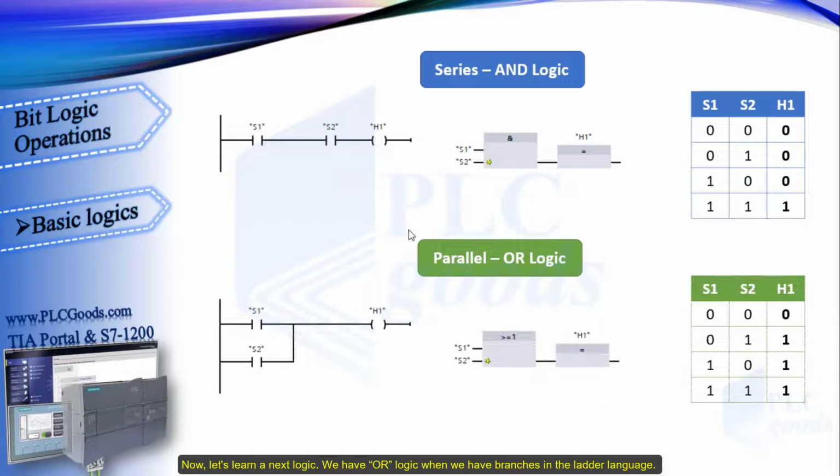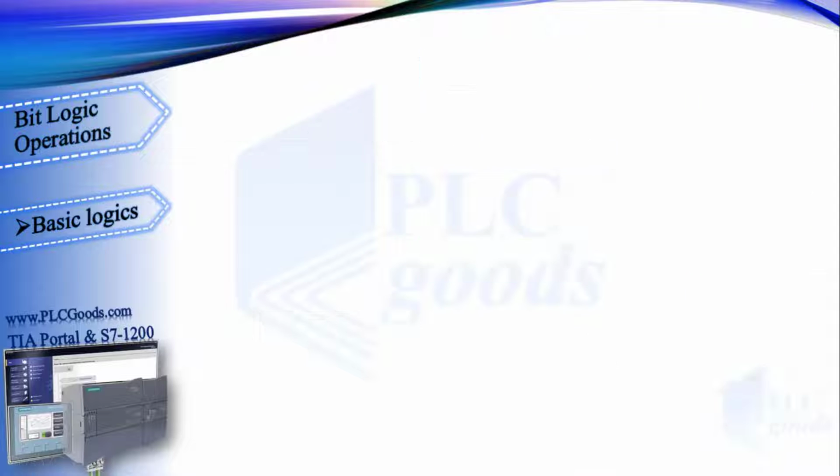We have OR logic when we have branches in the ladder language. At this logic, if all inputs are false, the output will be 0 or off. In other states, the output will be on. And this is the OR instruction in function block language.